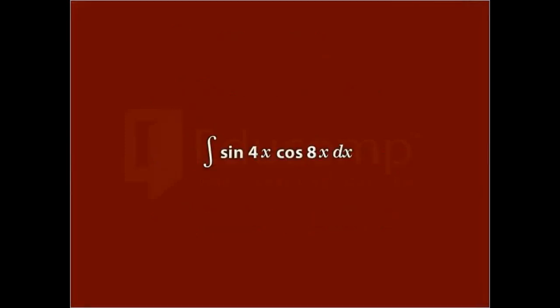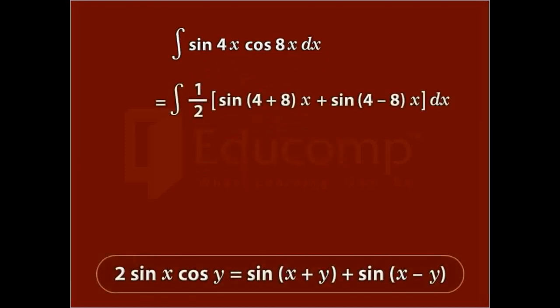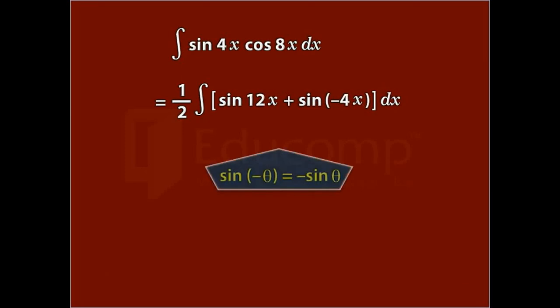Let's look at one more example. We need to find the integral of sine of 4x into cosine of 8x. Apply this identity to express the given integral as half times the integral of sine of 12x plus sine of minus 4x. Recall that sine of minus theta equals minus sine theta. So, sine of minus 4x equals minus sine of 4x.